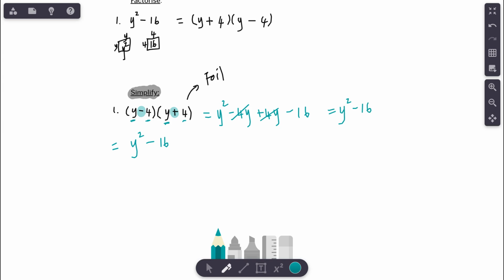Well, I'll see you in the next video where we're going to do examples on factorizing using the difference of two squares.